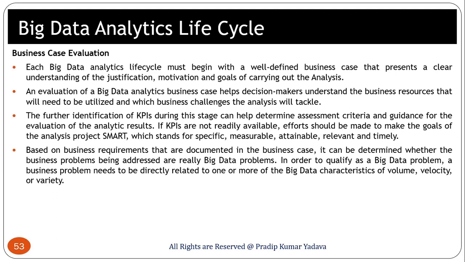In order to qualify as a big data problem, a business problem needs to be directly related to one or more of the big data characteristics of volume, because we have already discussed the 5Vs. Here you can see volume, velocity and variety. If that problem is related to the 5Vs, it means that it is a big data problem. So whatever problem is occurring to you, definitely that will fall in the 5Vs.